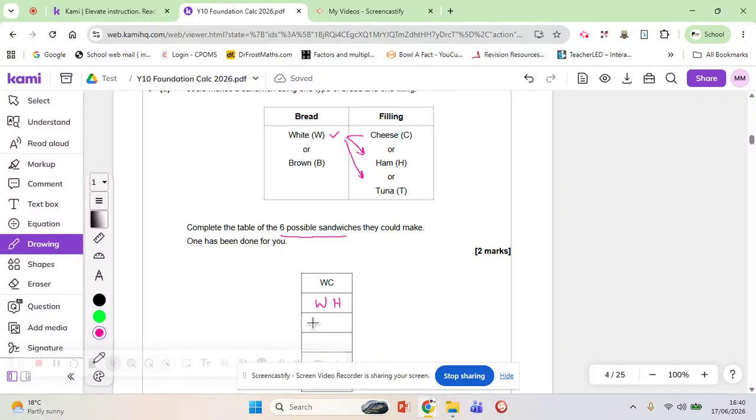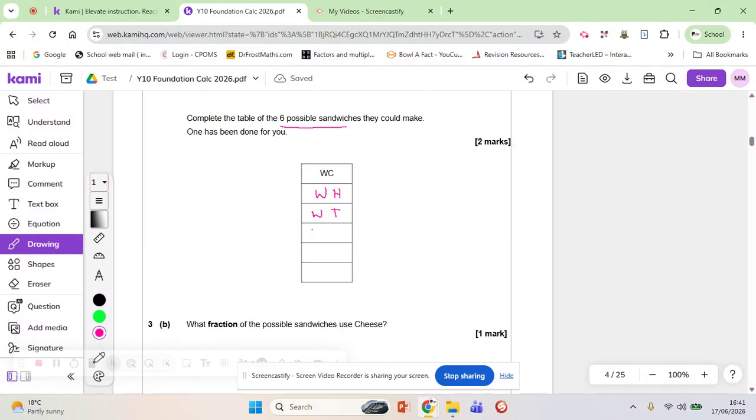So we've got white ham. We've got white tuna. Then I'm going to change to going on brown bread, and I'm going to follow the same pattern. BC, BH, and BT. I know I'm completed because I've finished all 6, because it tells me in the question 6.